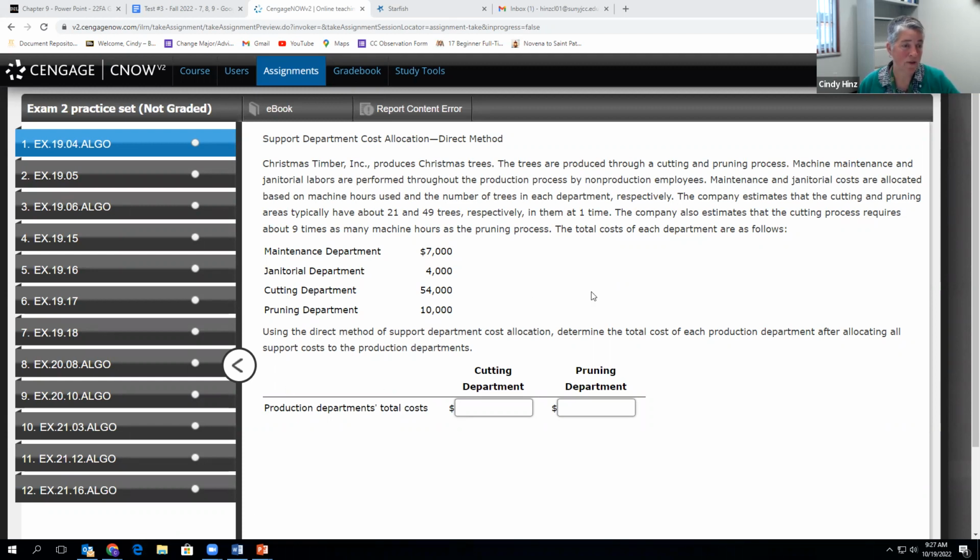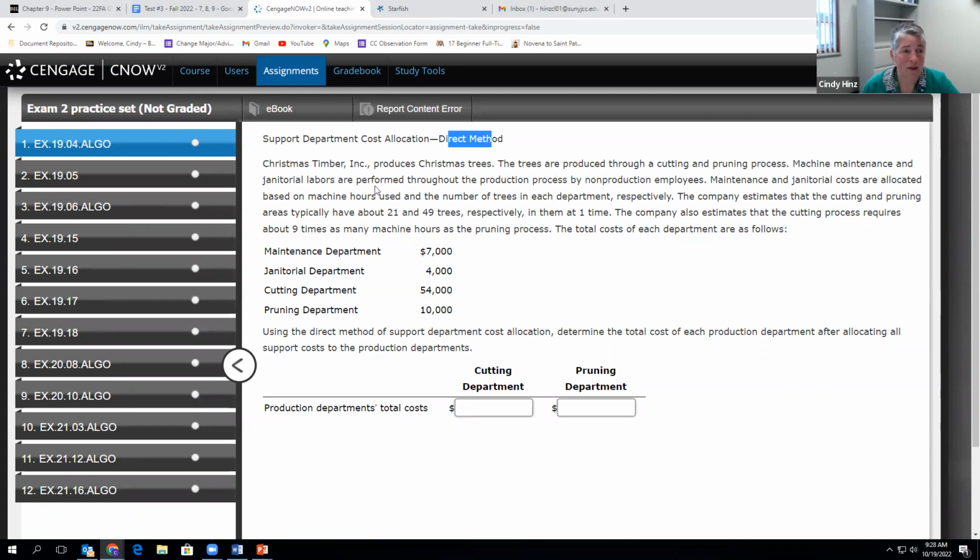So as I said, our first exercises are going to be the support department cost allocation. The first one you can see from the title is the direct method. Anything you see in the exam is going to be very specific about which method it wants you to use. The direct method means that the support departments are allocated directly to the production departments. They are not allocated to each other. And so it really is 2 separate calculations. They're not dependent on each other.